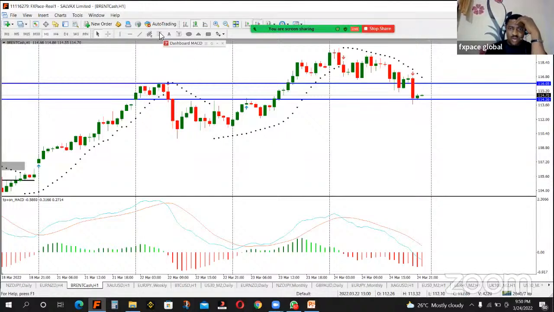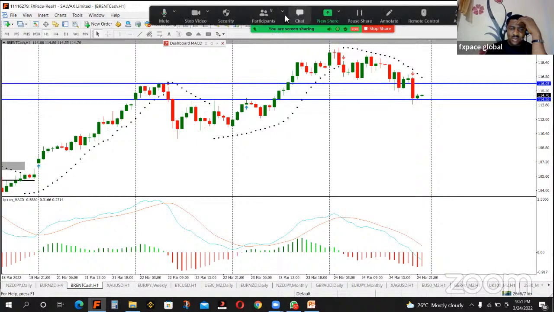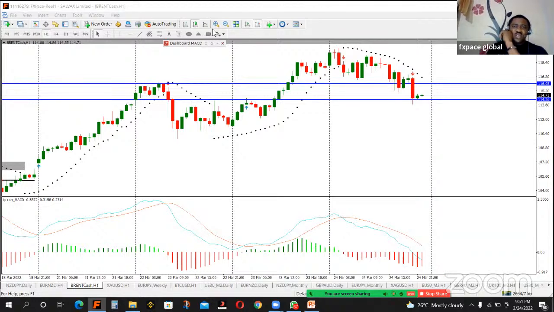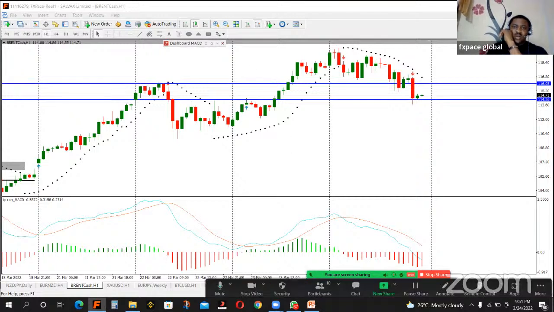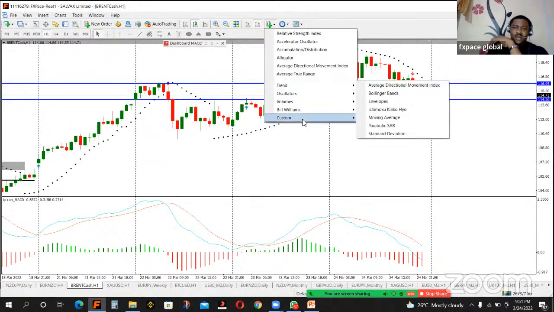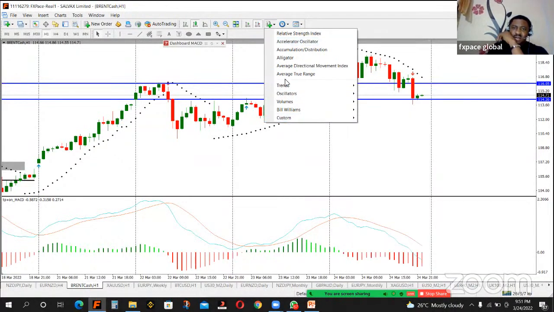Okay, so now let me plot the 10 and 20 on this chart. You come to this indicator list and click on it. If you have not clicked on it before, you just come to trend. You see moving average under trend. Go and look for moving average.